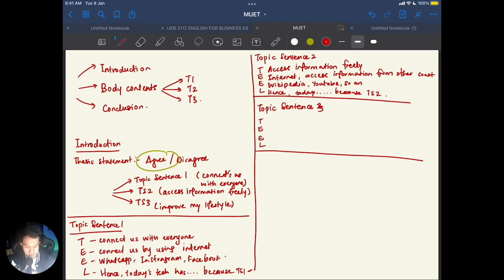This is topic sentence 3. Over here, what did I put? Improve my lifestyle. Okay, how does it improve my lifestyle? So maybe I can say the introduction of robots and AI. What is AI, everyone? AI is artificial intelligence.